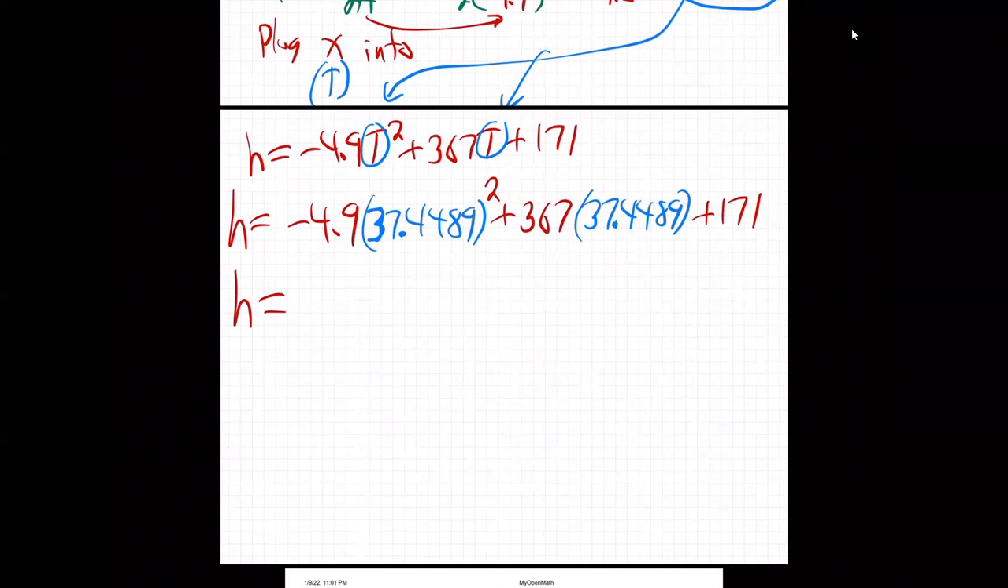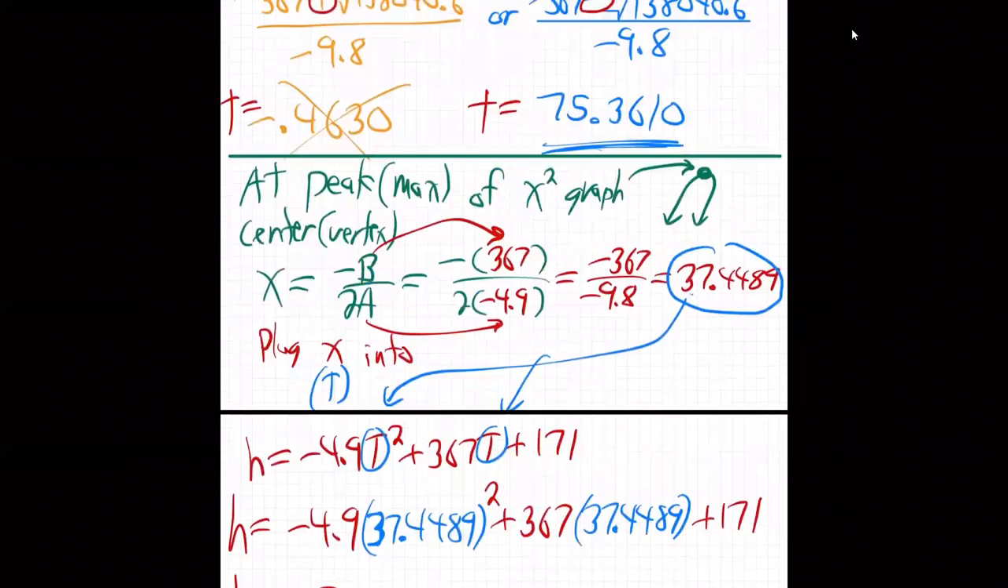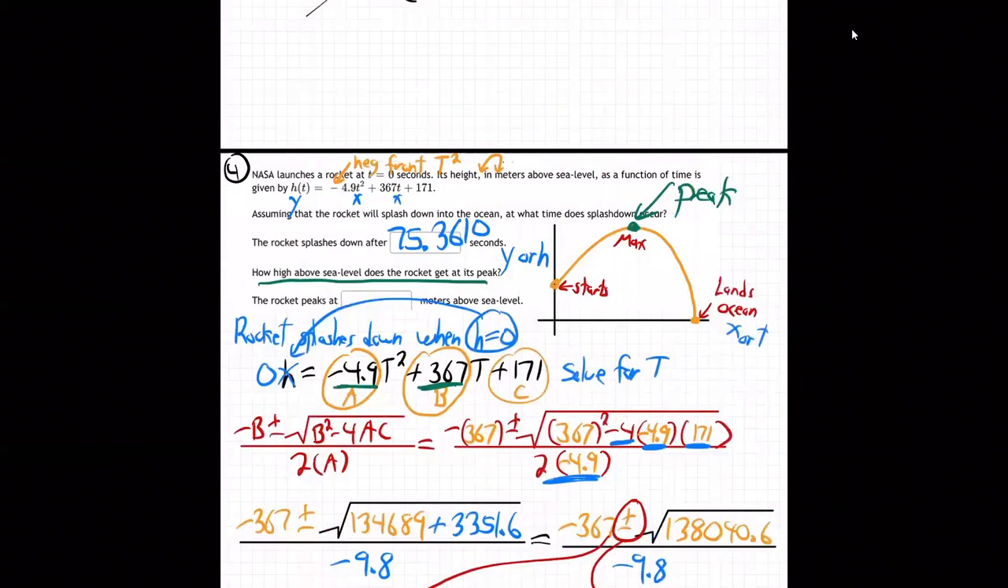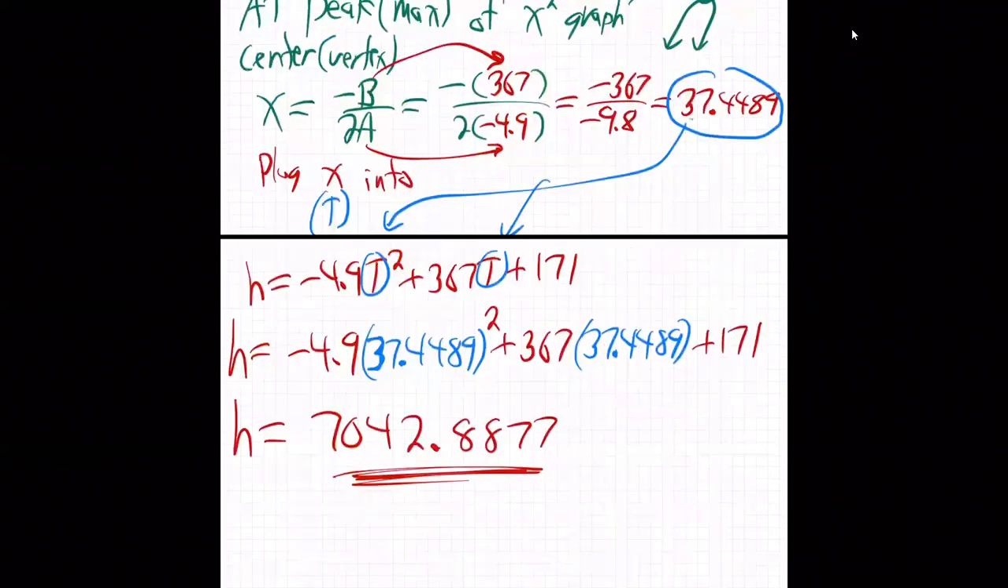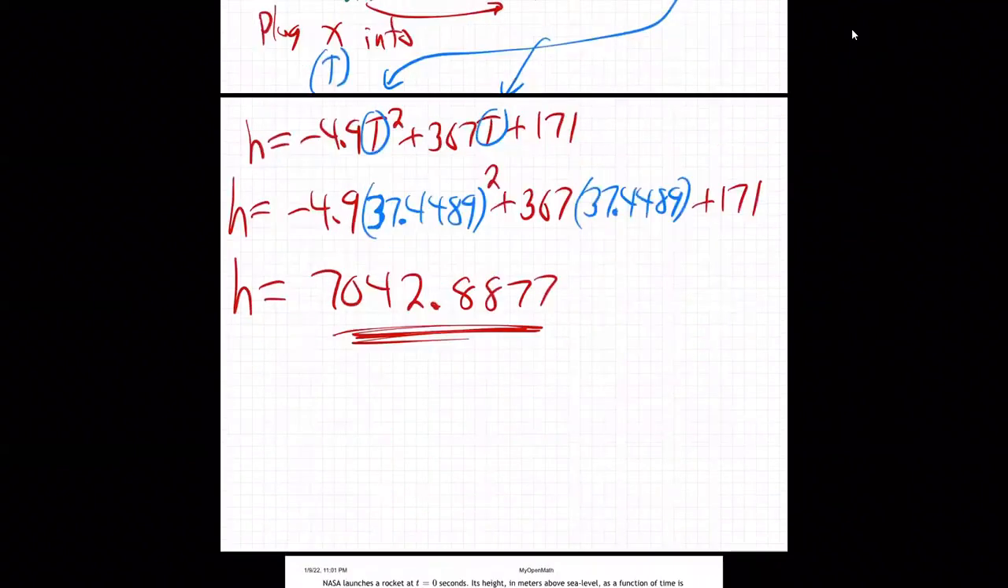And I'm getting 7042, again, 4 decimals, 0.8877. There's the height. That's, I assume, feet or whatever. The feet, meters, I guess it's meters, whatever. There it is. That's the height of the rocket. That many meters. So that's the maximum height. That's as high as the rocket goes. That's how they figure these things out. These are the actual physics formulas for how they figure these kind of things out.